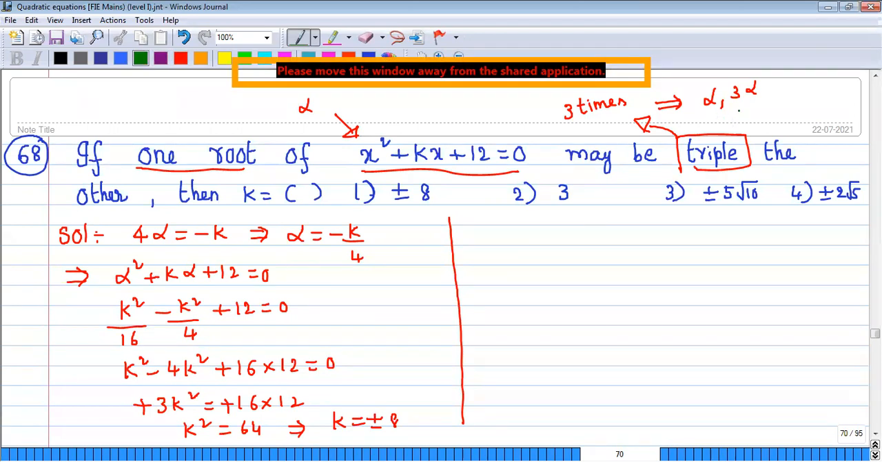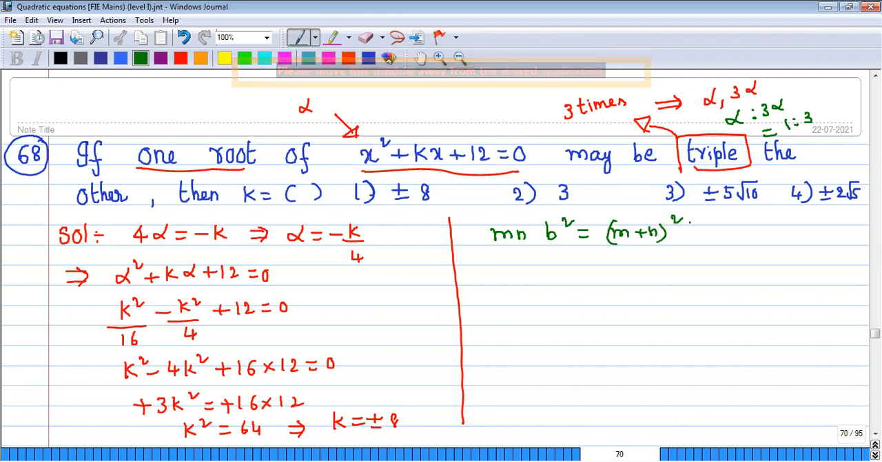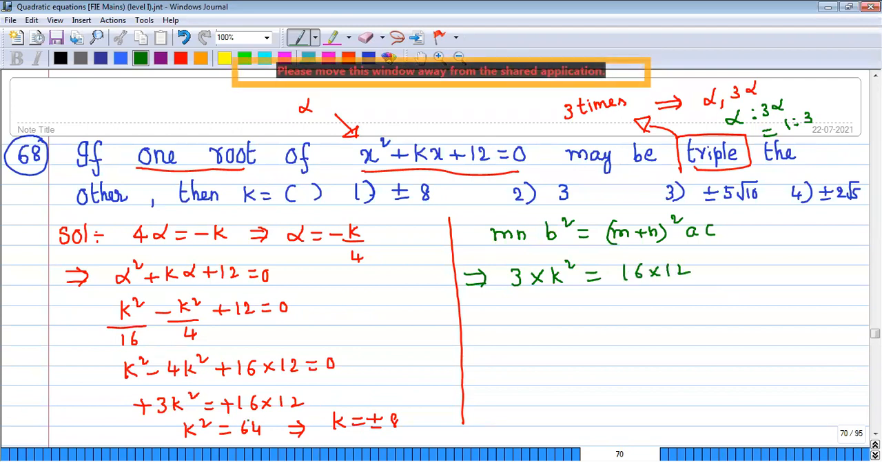So if you find the ratio, alpha is to 3 alpha is equal to 1 is to 3. So mn b square equals to m plus n whole square into ac. 3 b square means 3k square, m plus n is 4 square, 16 into 12. Same step, we got 3k square is equal to 16 into 12. So k square is equal to 64. k is equal to plus or minus 8.